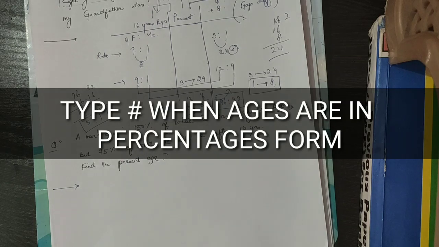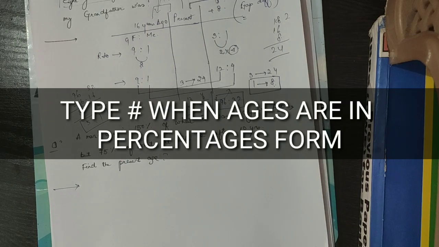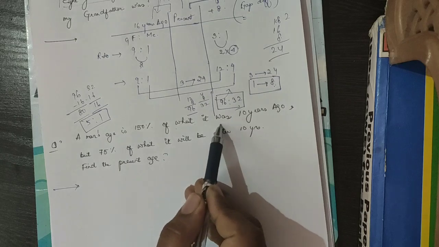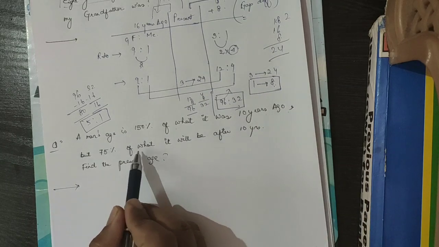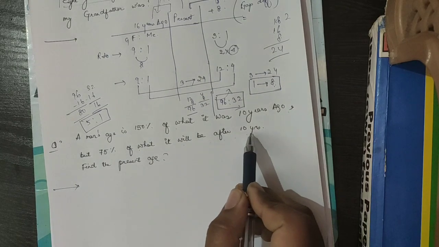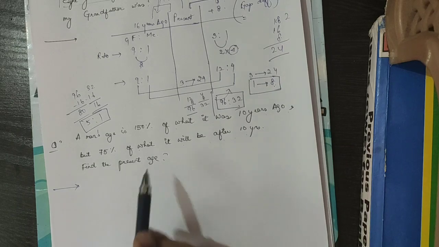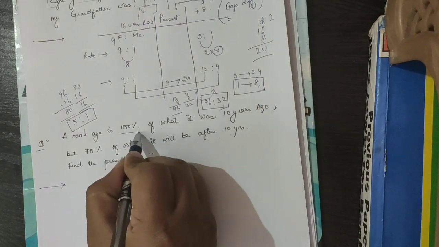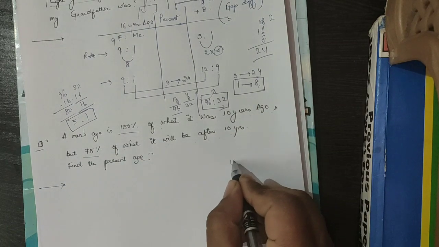Guys, so the next question says a man's age is 150% of what it was 10 years ago, but 75% of what it will be after 10 years. Find the present age. For this type of question, the easiest way is first to find the percentage value.